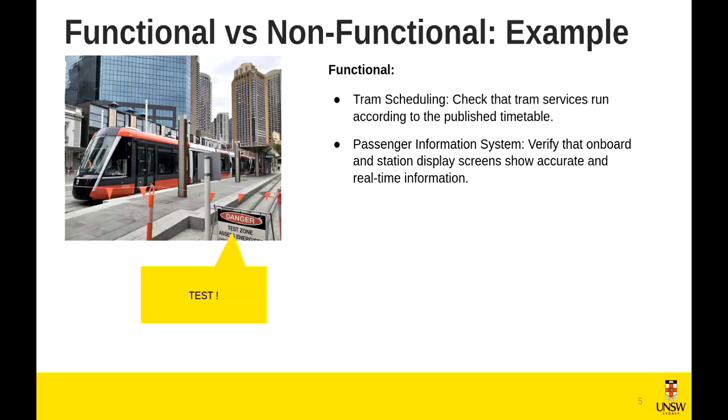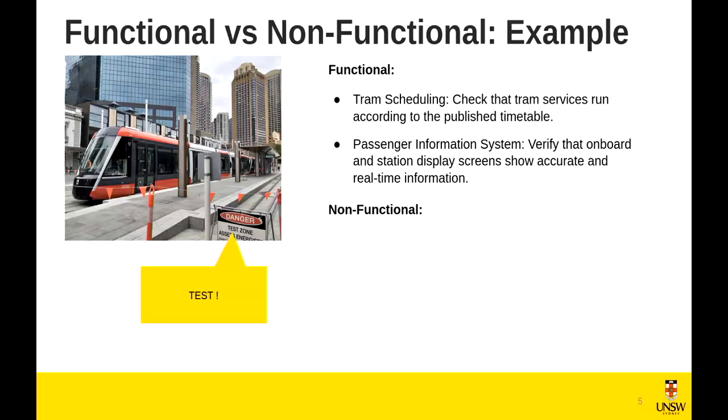And another feature that we could test for functional testing is the passenger information system. We know that on the tram we can get information on some screens or through the broadcasting. So we can test whether the information displayed is correct or not, or accurate or not. So this is also considered a functional feature.